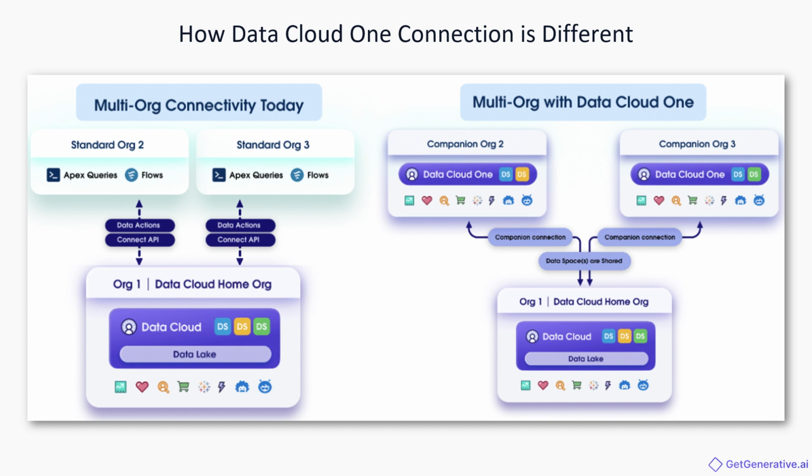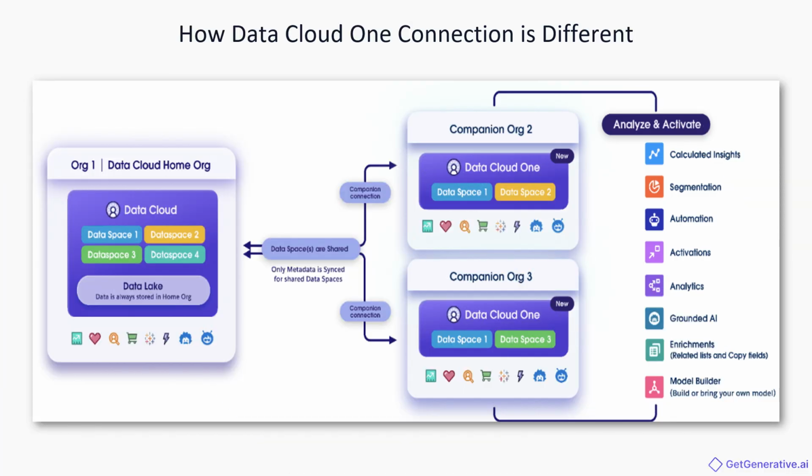But this diagram makes a lot of difference, where previously you were just sharing limited data back to the orgs. Now you're sharing complete data and metadata of Data Cloud from your home org to your connected orgs. And hence it comes with all the features of Data Cloud, which get enabled into org2, org3, or your external companion orgs as well.